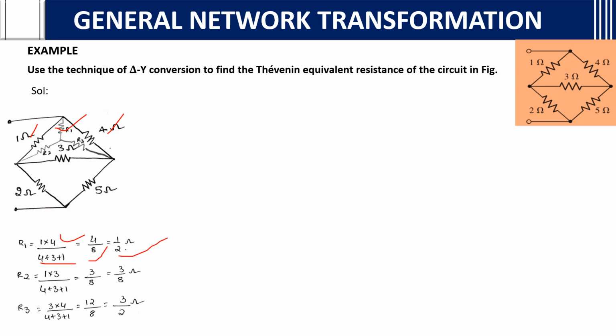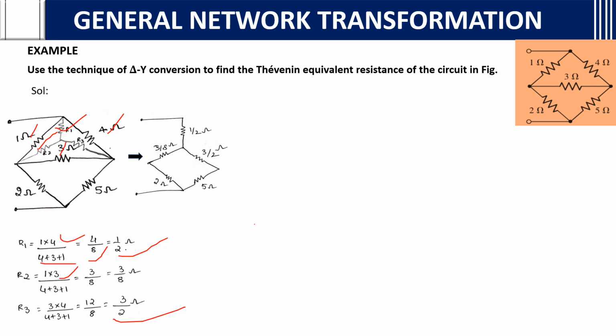Then R2. In the same way, for R2, the adjacent are 1 and 3. 1 and 3 product by the same 8, 3 by 8. If you want R3, the adjacent are 3 ohms and 4 ohms. You take 3 ohms and 4 ohms product by 4 plus 3 plus 1. You get 3 by 2. After doing this, we will see how this circuit looks. The circuit looks in this way. So now we have converted. This delta form we should not draw here. Why?